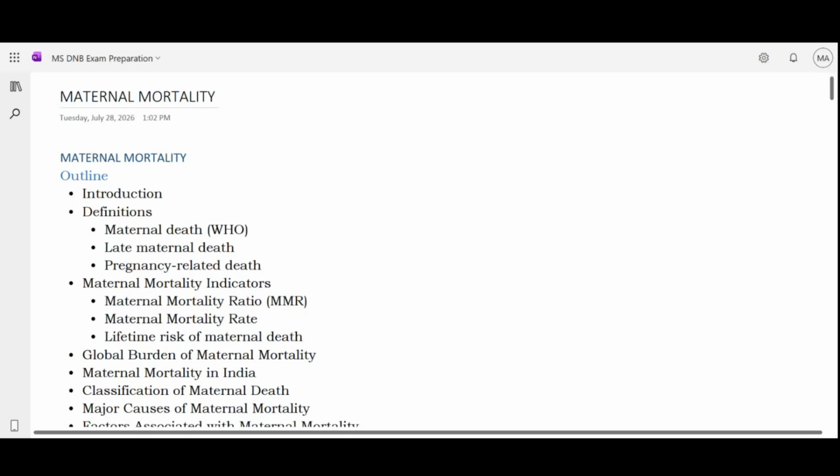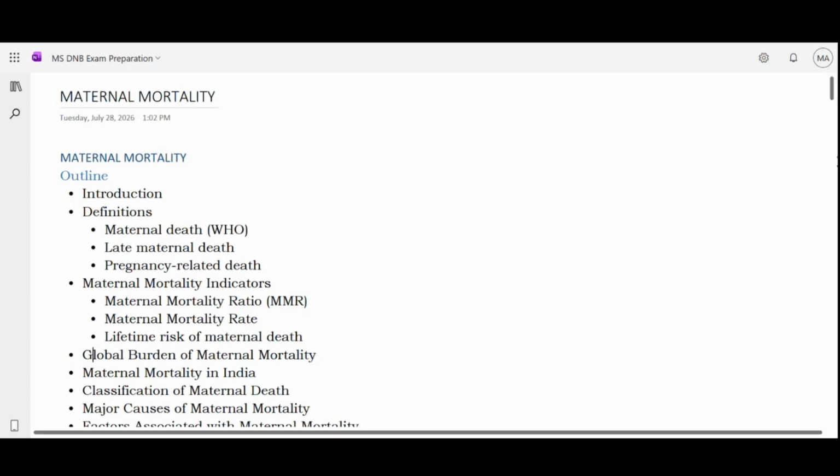That is the WHO definition of maternal death you are going to write, and the other two definitions, that is the late maternal death and pregnancy related death. Okay. So these are the three concepts which you should know. Then there are three indicators, maternal mortality indicators. One is a maternal mortality ratio, another is a maternal mortality rate, and third is a lifetime risk of maternal death. Okay, so these three indicators are important, out of which this ratio, maternal mortality ratio, is important.